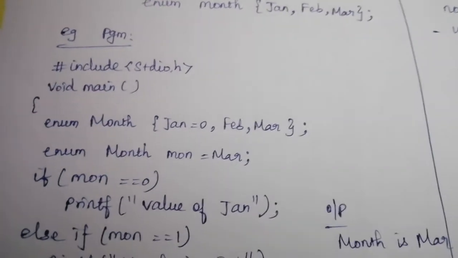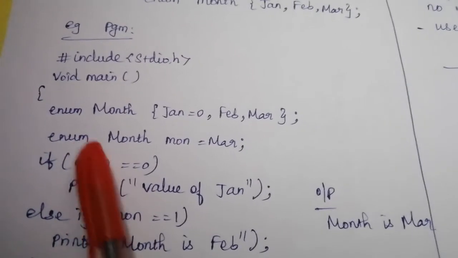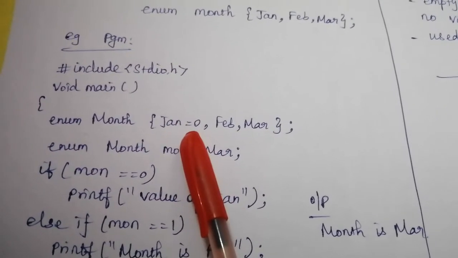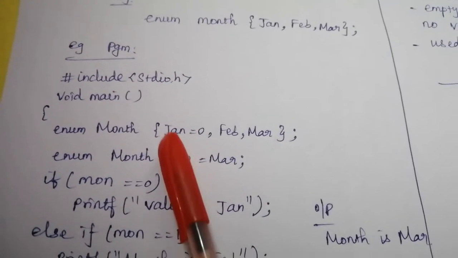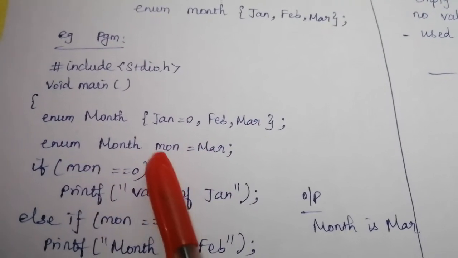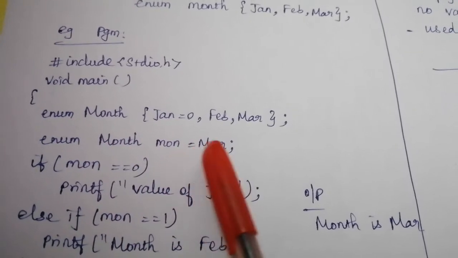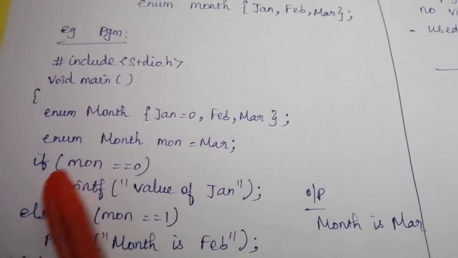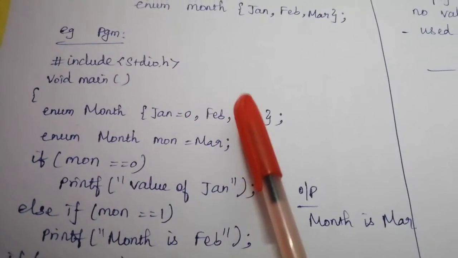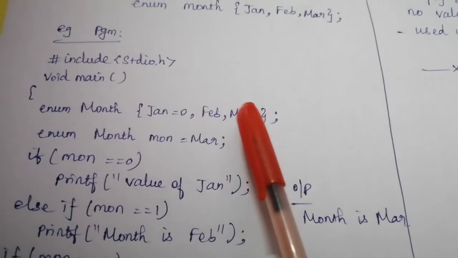See this program, you can easily understand. We have started the main function. Inside that we have represented the enumerated data type, enum month, Jan equal to 0. We have assigned the value; by default it has a 0 value, even though we have assigned 0. Then Feb, March. After that we have declared month as a variable of this identifier, which is equal to March. Here, the March value will be 2, since the values are 0, 1, 2. So March is holding the value 2.